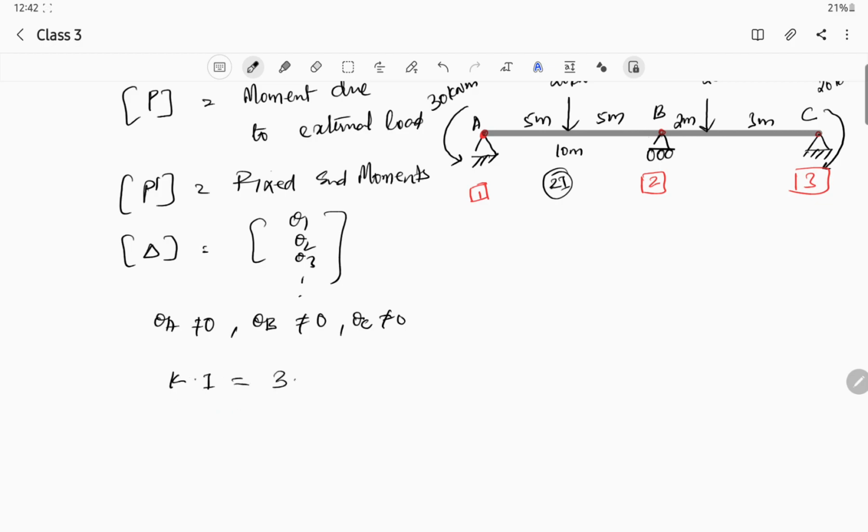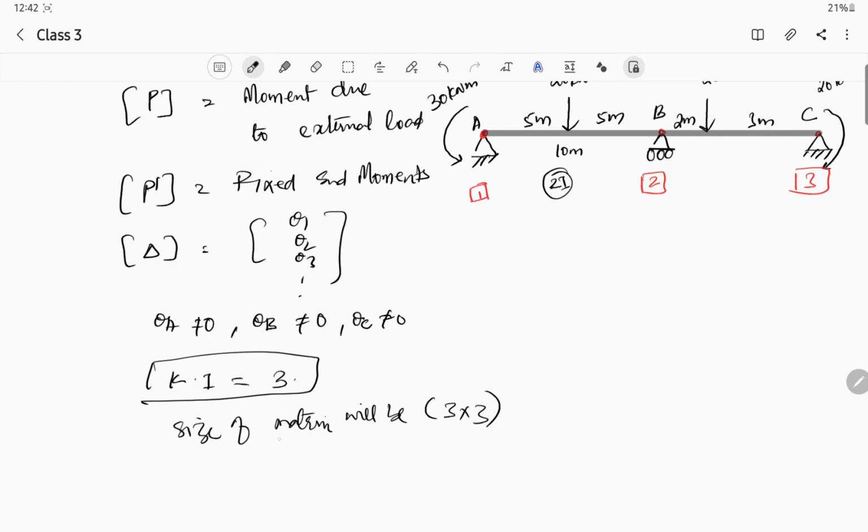That means the size of my stiffness matrix will be 3 by 3. In the previous problem the size of the matrix was only 2 by 2, but here, since theta A, theta B and theta C are not equal to 0, the kinematic indeterminacy of the structure has become 3. Thereby the size of the matrix will be 3 by 3.